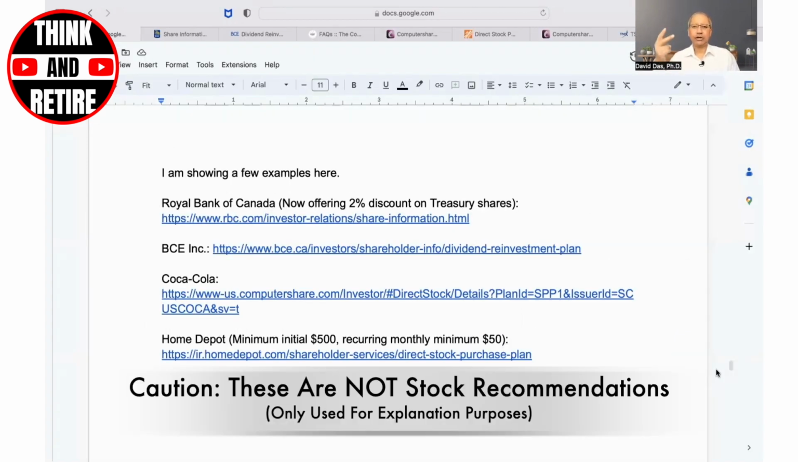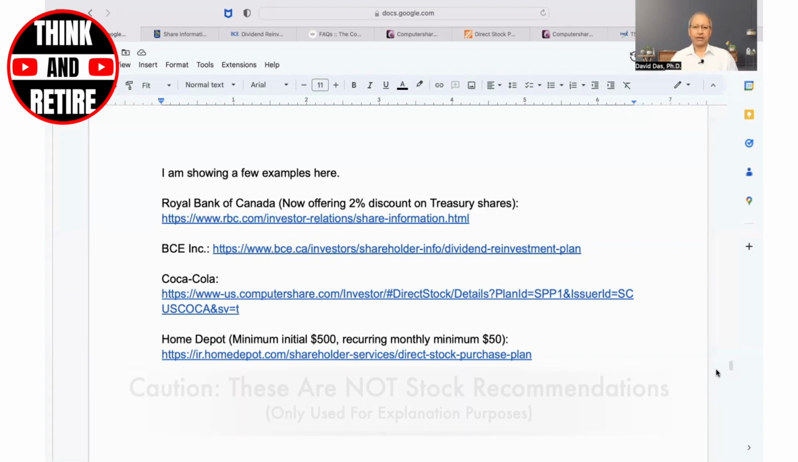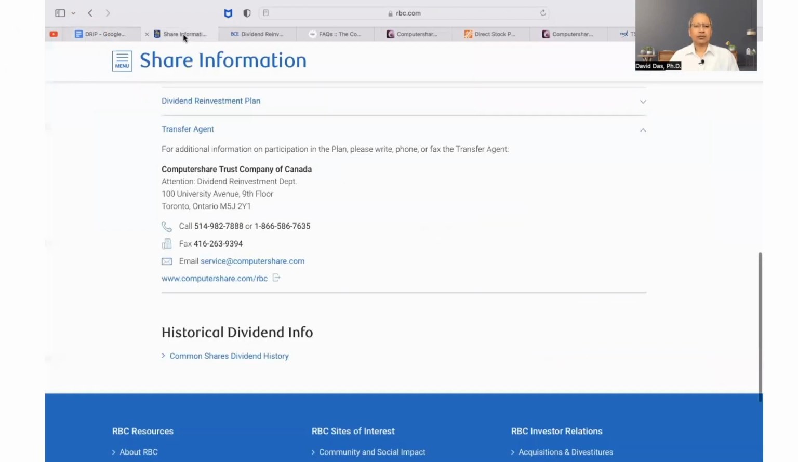I will pick 2 Canadian stocks and 2 US stocks. These are not stock recommendations by any means. Please do your own research and then you decide accordingly. So let's say I'm looking at the Royal Bank of Canada. So I am going to their investor relations website. All the links will be provided in the description below. So this is the link.